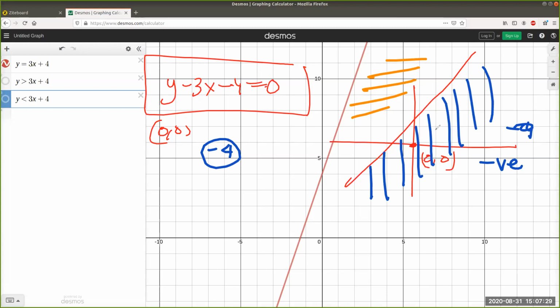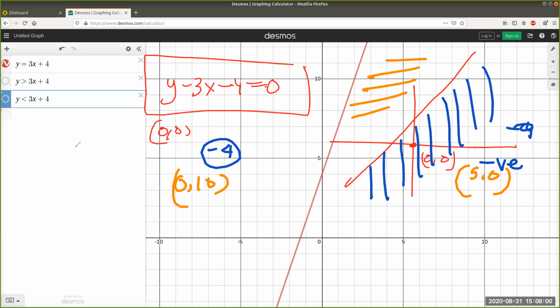For example, you can check. Suppose you put 5 comma 0, what will come? Negative or positive? Negative. Correct? Understood? Okay? And if you put 0 comma 10, what answer will come? You get 6, which is positive, right?